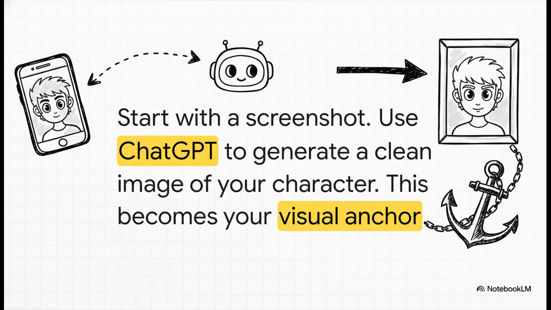You're going to start by taking a screenshot of a character you like and just feed it to ChatGPT. Ask it to create a clean, high-quality image of just that character. This single image, this becomes your foundation. It's the visual anchor for everything that follows.